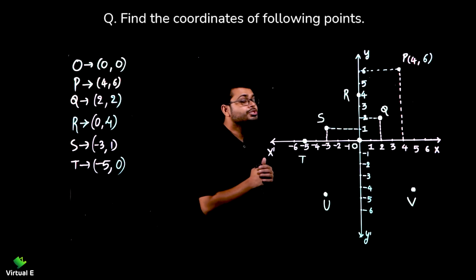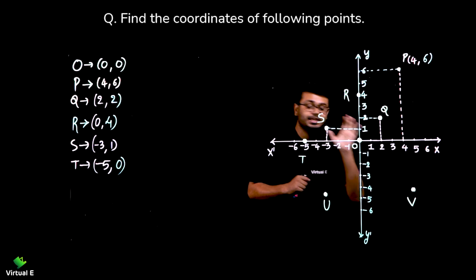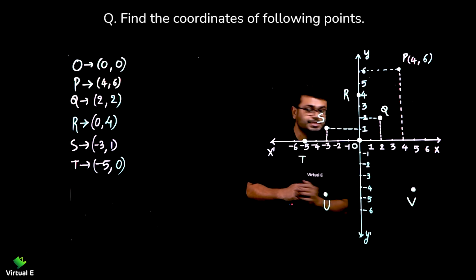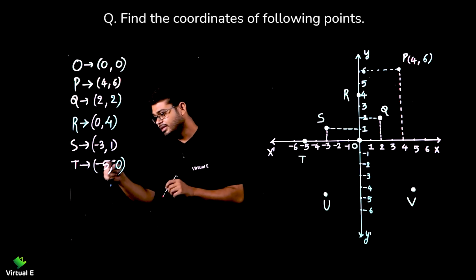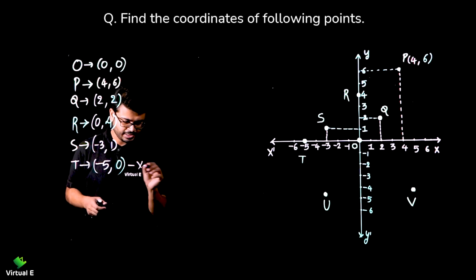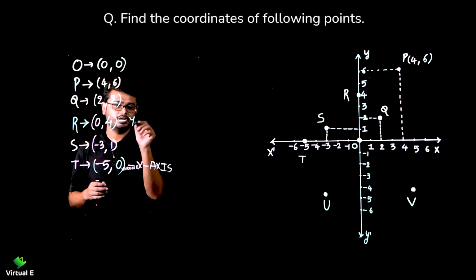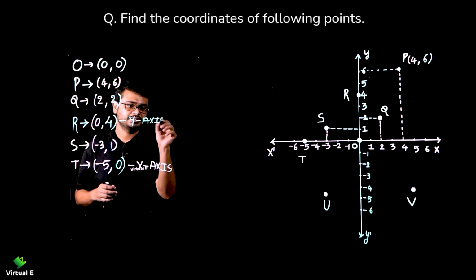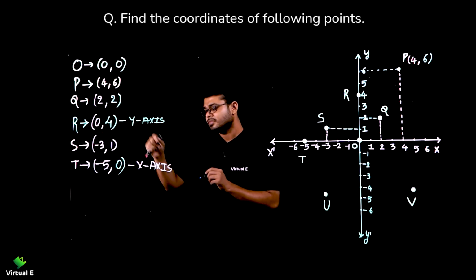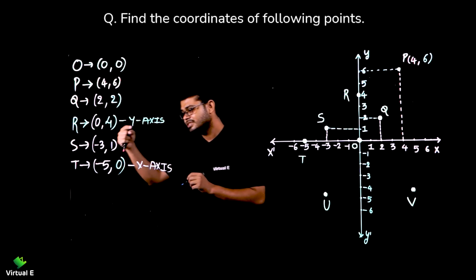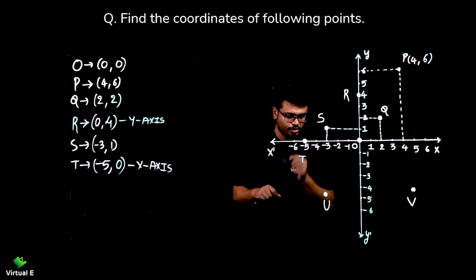So what conclusion can we draw? That if the point is on the x-axis, the y coordinate will be 0. See, the point, where is it? It is on the x-axis, and this point was where? On the y-axis, right? If it is on the y-axis, the x coordinate is 0. If it is on the x-axis, its y coordinate will be 0. Very interesting, right? Done. So point T is also done.